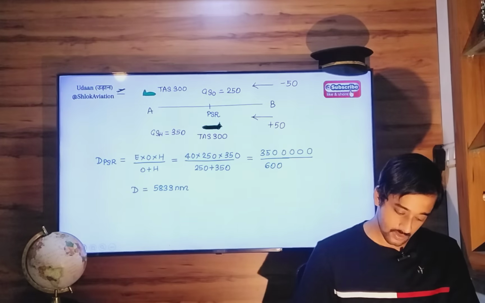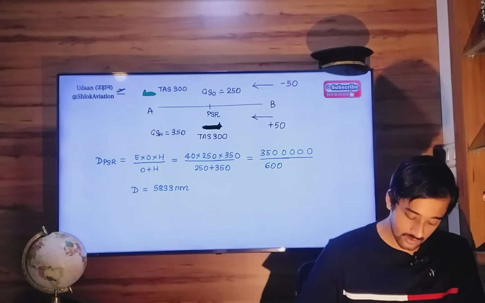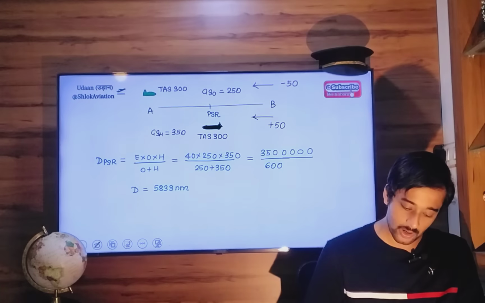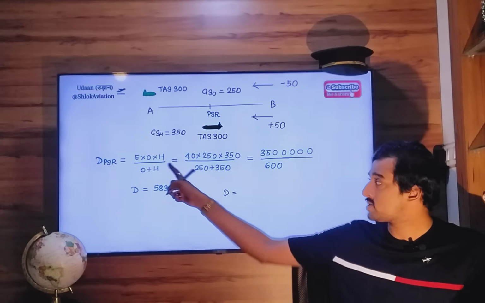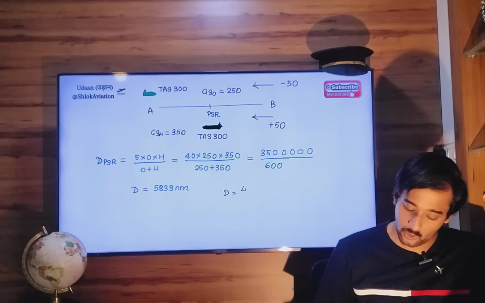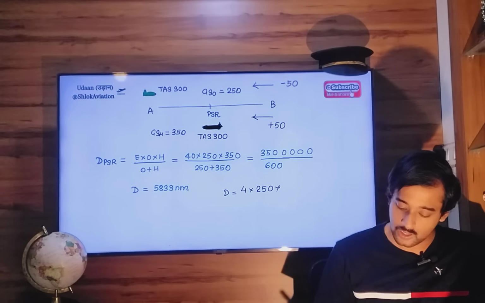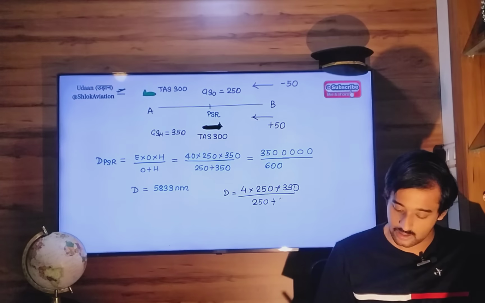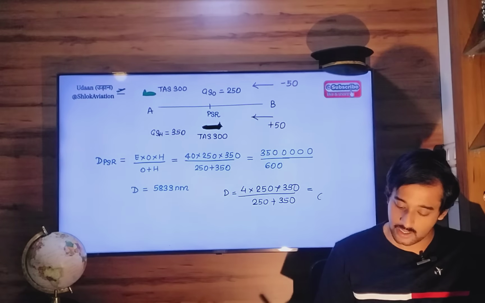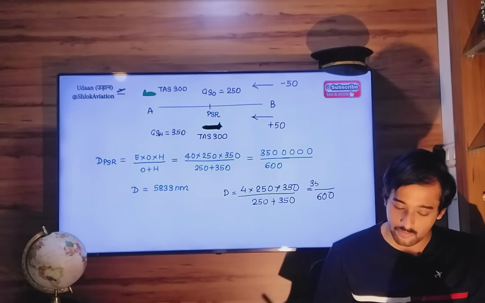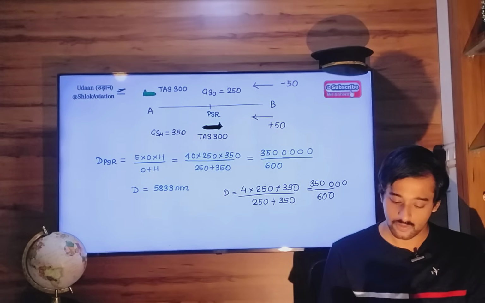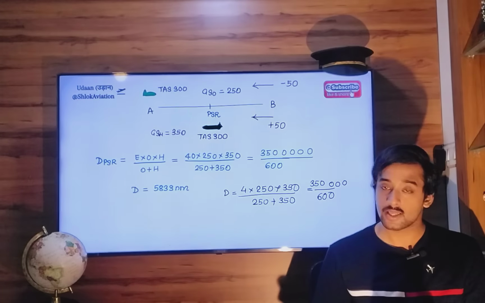Erase this. What we'll do is we will write this again. Distance to point of safe return equals endurance into outbound. So 4 into 250 into 350 divided by 250 plus 350, so 600. In the numerator you will get 4 into 250 into 350, 350 triple zero. So that is 583 nautical miles.